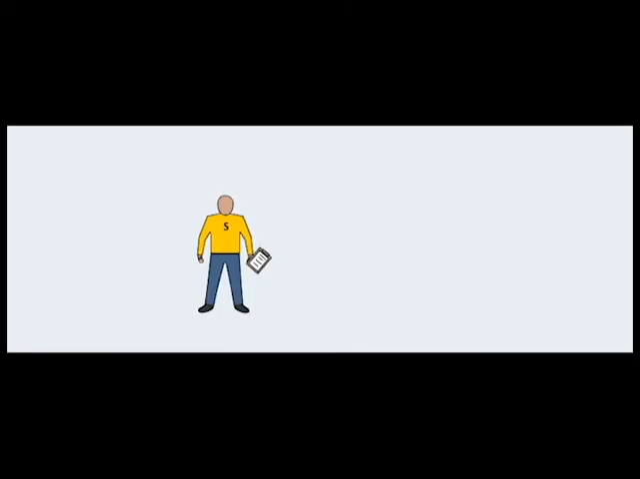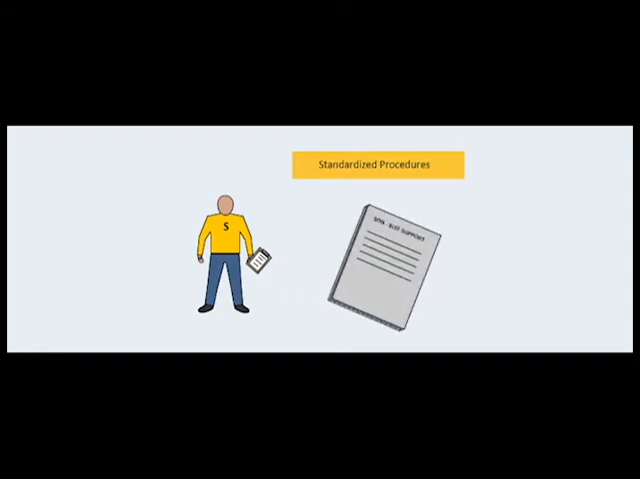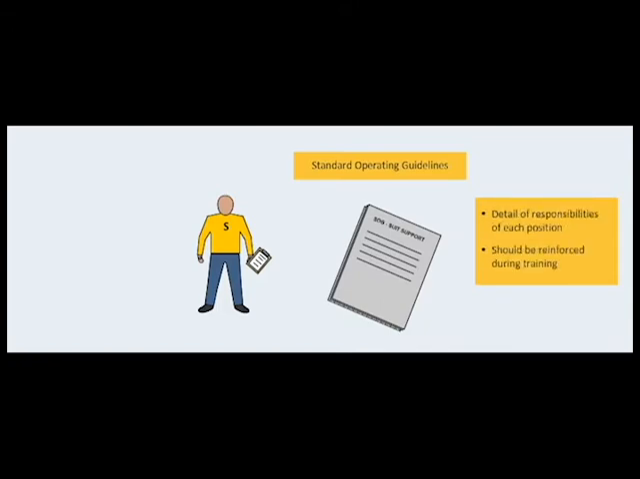Another important component of a safe and effective response is standardized procedures. When a first receiver is assigned to a particular role or functional position, they need to have a complete understanding of their responsibilities. Each role should have a corresponding job action sheet and guideline that details in a uniform manner how tasks within each role should be accomplished. These standard operating guidelines, or SOGs, detail the responsibilities of each position and should be reinforced during training. The remainder of this course will identify the key functional positions typically used in an emergency decontamination operation, along with their corresponding SOG.